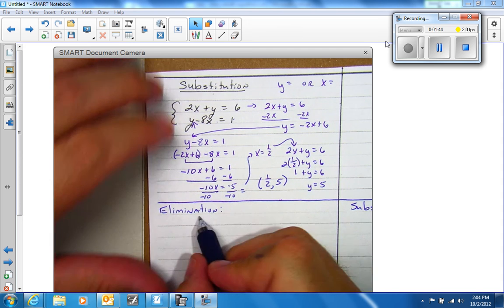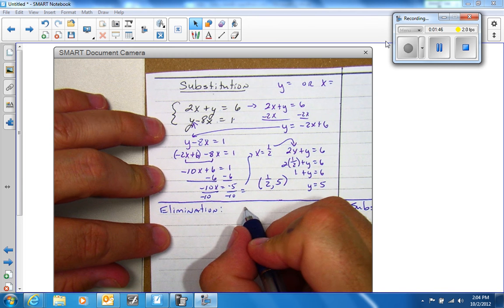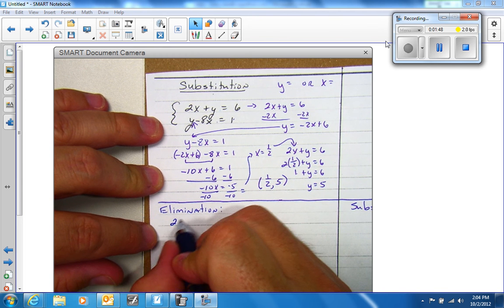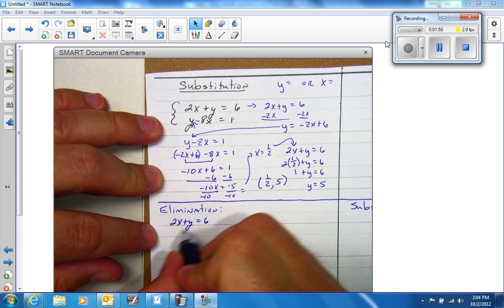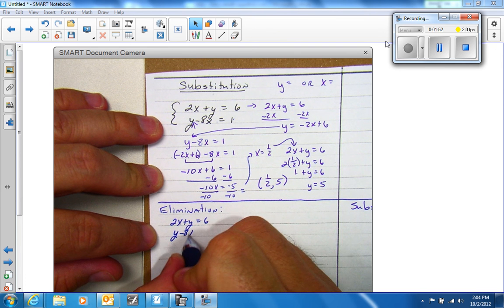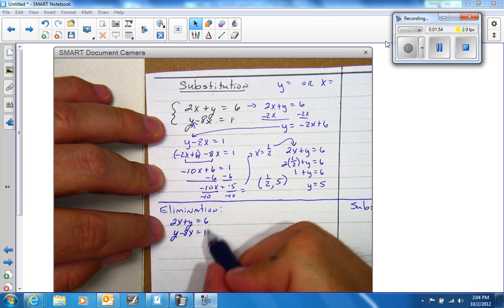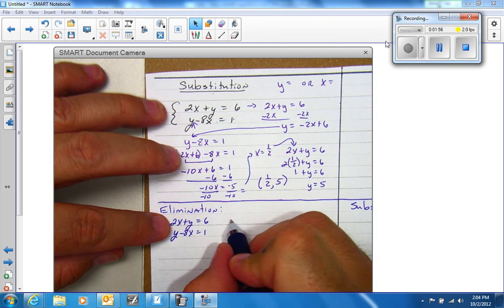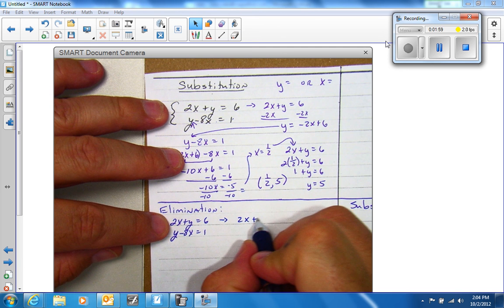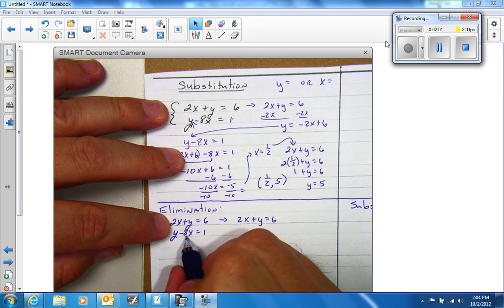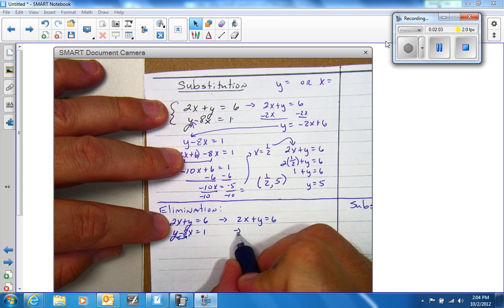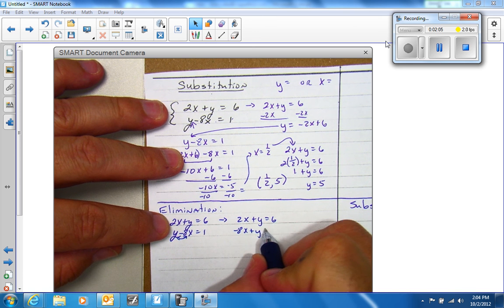Alright, now I'm going to use the same two problems, and I'm going to use elimination. Alright, so 2x plus y equals 6. y minus 8x equals 1. Right? First thing you got to do is make sure you line them up. So I'm going to keep this as 2x plus y equals 6. I'm going to flip these two around and make that negative 8x plus y equals 1.